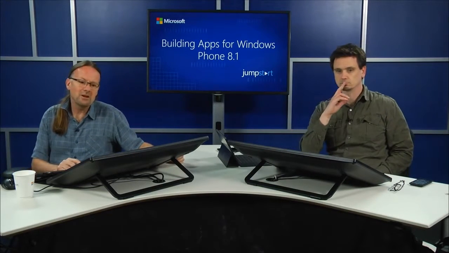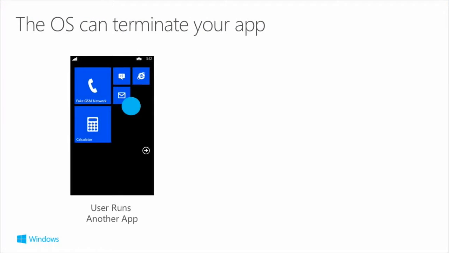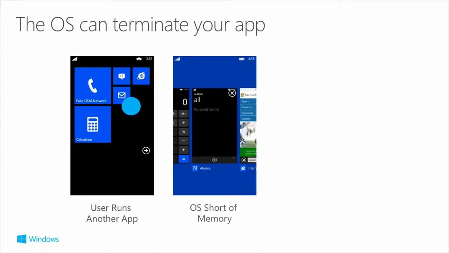Right, what about termination? What is termination? So that was a suspend, and not all the time it was suspended, the process was still alive, it just was suspended. But the OS can terminate your app. So if the user runs a different app, and this is more likely on your 520 there, which is a low memory device, a 512 megs memory device.